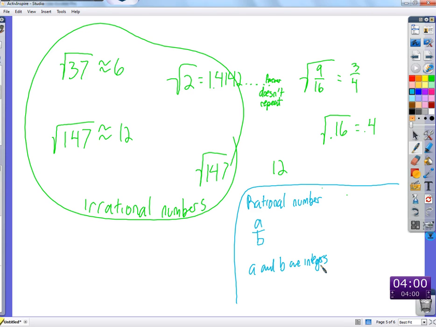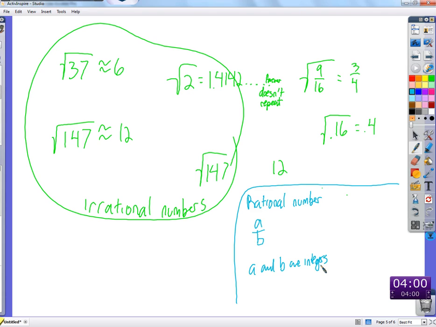So some decimals can be written as fractions. An easy one is 0.25. What fraction is that? 1/4. Even if a decimal goes forever, but it repeats, like 0.165165165165165, we could quickly find a fraction that is equal to that repeating decimal.